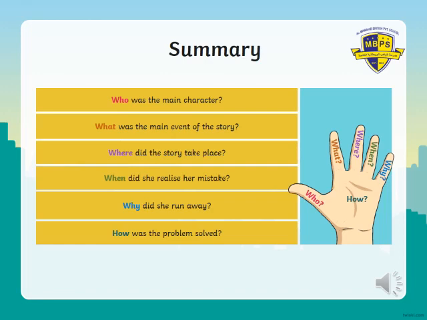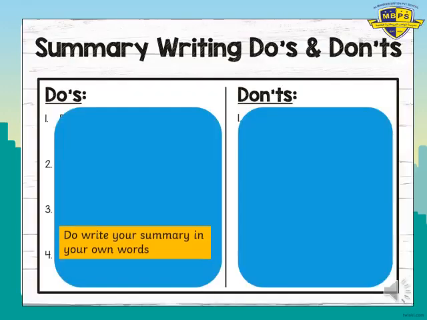Why did she run away? Because she did wrong. She didn't take permission before coming to their house. How was the problem solved? She decided never to come back again to the forest.